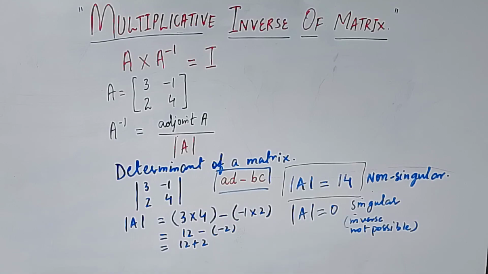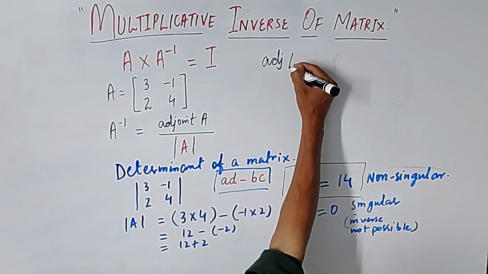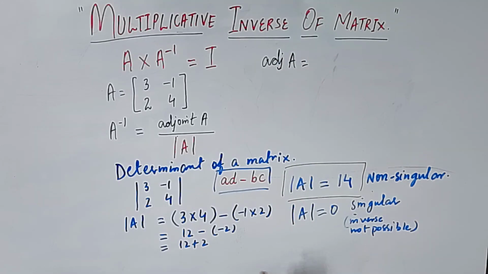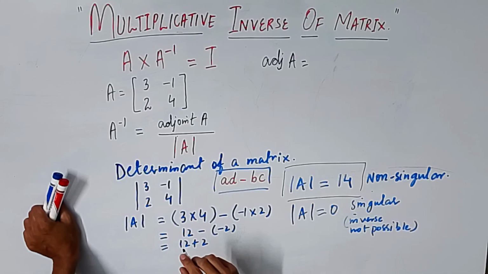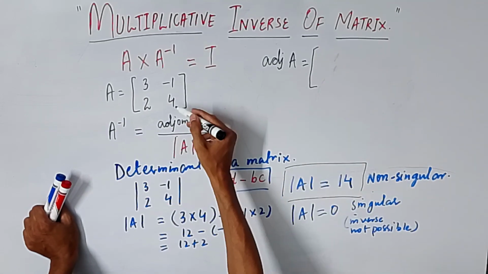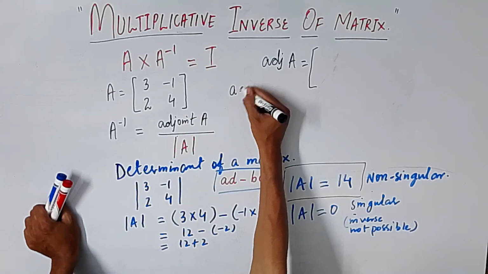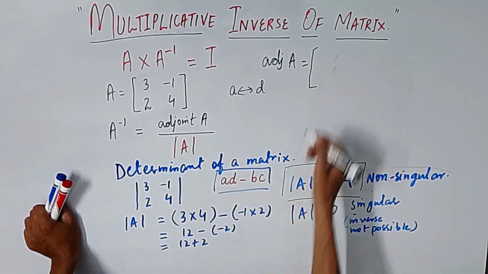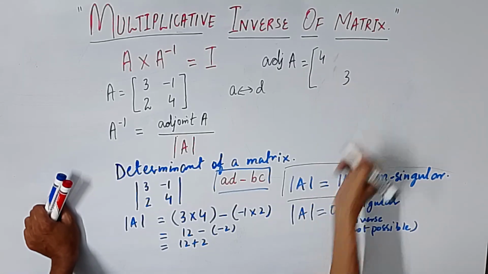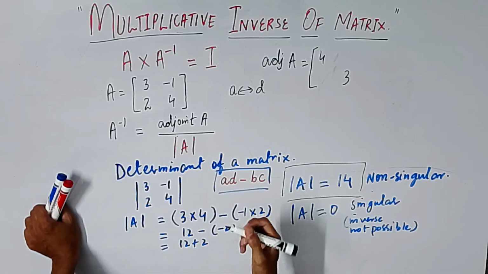After finding the determinant, let's talk about the adjoint. When we say adjoint of a matrix, shortly we can write it like this, adjoint A. It is also a very simple thing, there is no calculation. Whenever you want to find the adjoint of a particular matrix, you need to swap the diagonal elements. Swap means A will swap with D and D will swap with A. So it will come 4 and 3. And what will happen to the other two elements, B and C? You need to change their signs.